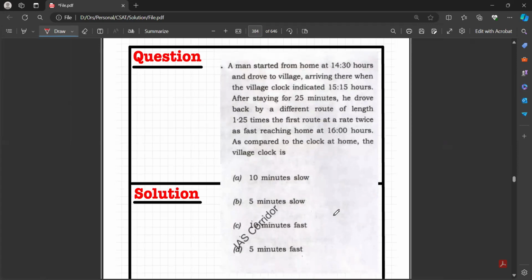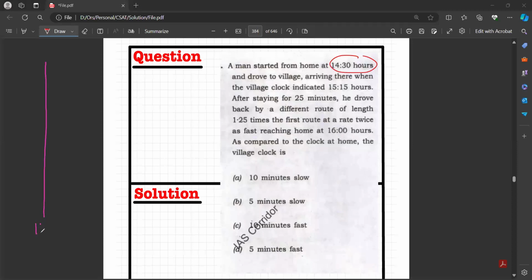A man started from home at 14:30 hours. Now this is the chart. Suppose the man starts from home. This is the home. Timing है 14:30 hours. Clear? Arriving and drove to the village. Arriving there when the village clock, यहाँ पे village clock है 15 hours. This is the village, this is the home.